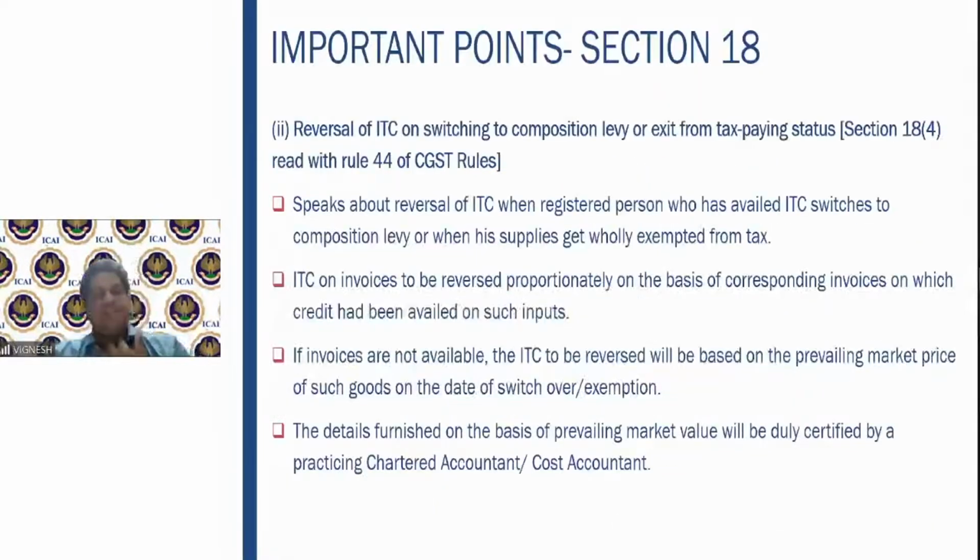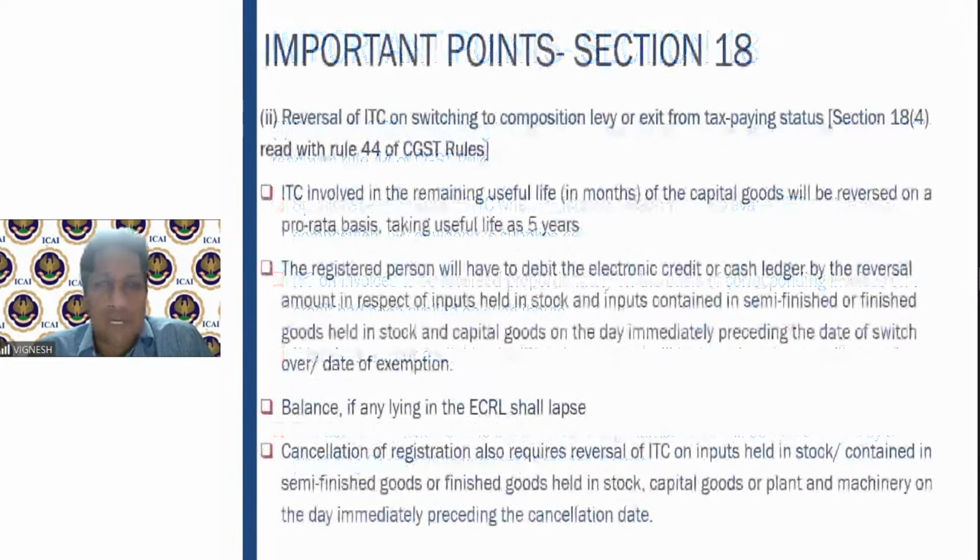Further points. Section 18 subsection 4, which talks about switching to composition or exit from the tax paying status. When the registered person has availed the input tax credit, and he switches to the composition scheme, or when his taxable supplies get exempted from tax, in that particular situation, the ITC will have to be reversed proportionately based on the corresponding invoices on which credit has been availed. If invoices are not available, take as per the prevailing market price. Again, these details as per the prevailing market price will be certified by a practicing chartered accountant or cost accountant. These are the rules to be followed with regard to the reversal of ITC whenever you are shifting to the composition scheme or exiting from the tax paying status.